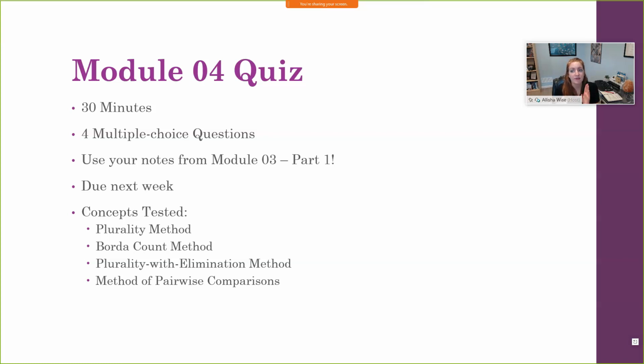It is open. It's 4 multiple choice questions. You have 30 minutes. We did talk about this in Part 1, but you're going to have 1 question on each of these. My suggestion, do the plurality method first. They're randomized, right? Do the plurality method first, then do plurality with elimination, then do method of pairwise comparisons. Save the Borda count method for last because that can be the most time consuming. So just make sure you save that for last.